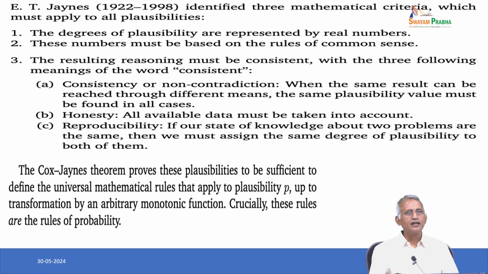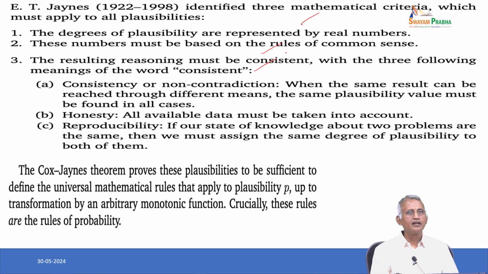Now, Jaynes identified three mathematical criteria which must apply to all plausibilities. In the year of 1922 to 1998, the degrees of plausibility are represented by real numbers. The numbers must be based on the rules of common sense. The resulting reasoning must be consistent with the three following meanings of consistency.